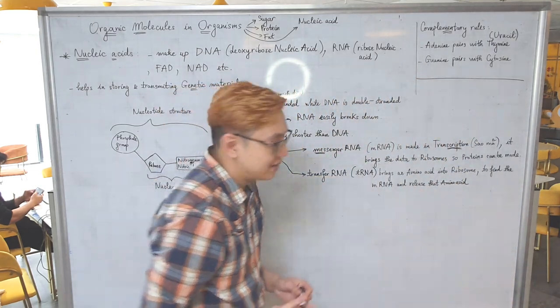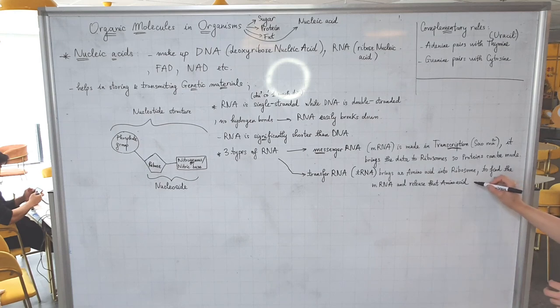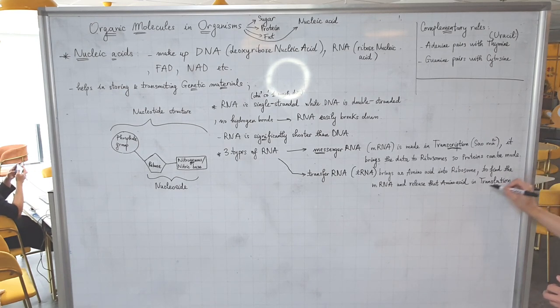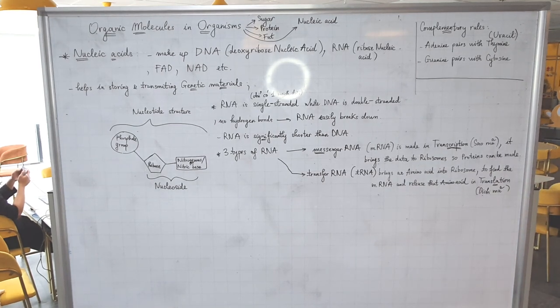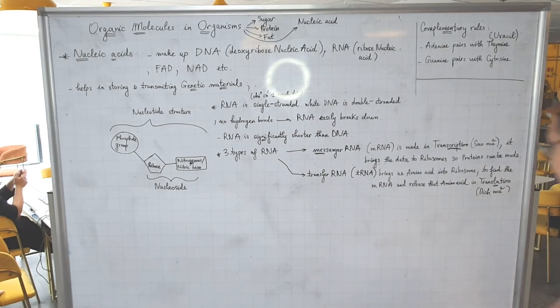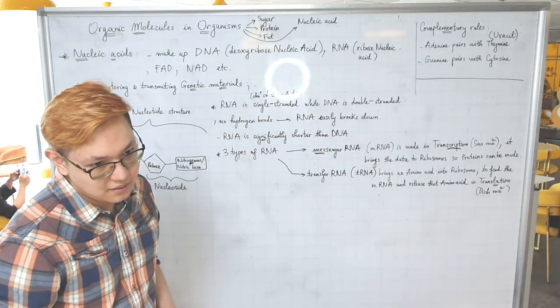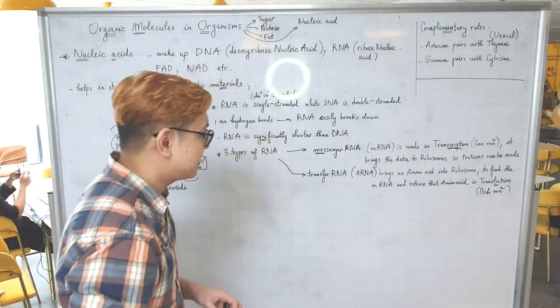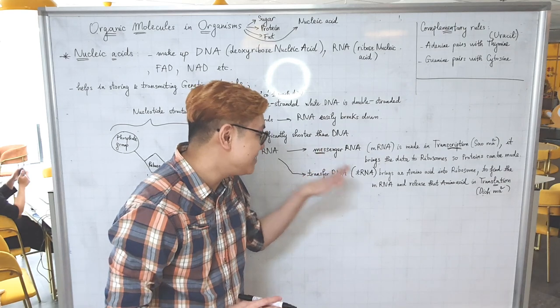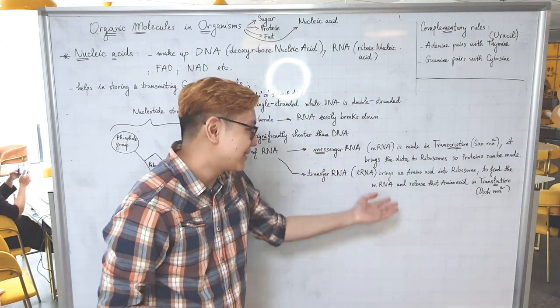That is the process of translation. tRNA brings an amino acid into the ribosome, carrying it along with it. It finds the messenger RNA segment, and then it releases the amino acid in translation. This translation is difficult. The process of translation is really complicated, but this is the simplest version of it. This is the easiest way for me to tell you about translation.